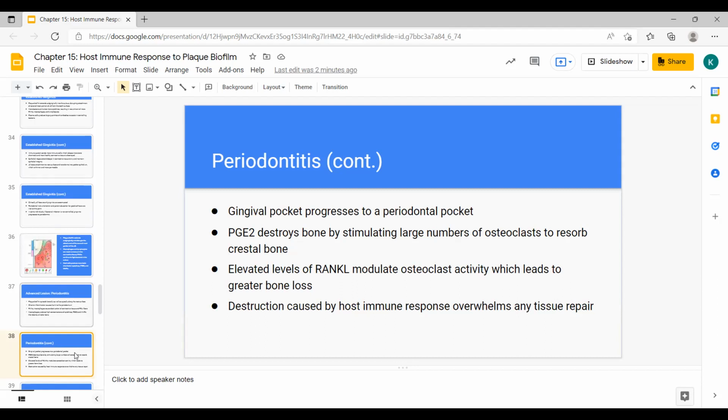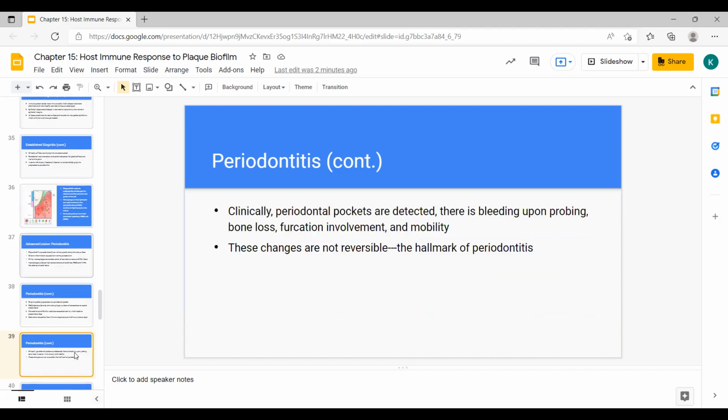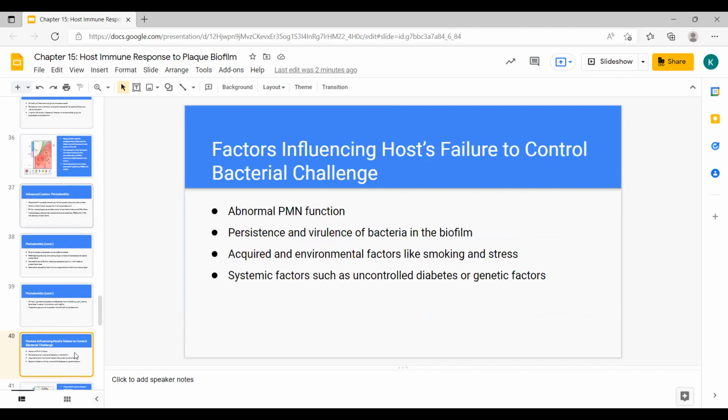Prostaglandin E2 destroys the bone by stimulating large numbers of osteoclasts to resorb the crestal bone, okay? Elevated levels of RANKL modulate the osteoclast activity, which leads to greater bone loss. Destruction caused by the host's immune response overwhelms any tissue repair, okay? Clinically, periodontal pockets are detected. There's bleeding upon probing, bone loss, furcation involvement, and in really advanced cases, obviously we're going to see mobility as well. These changes are not reversible, the hallmark of periodontitis, okay?